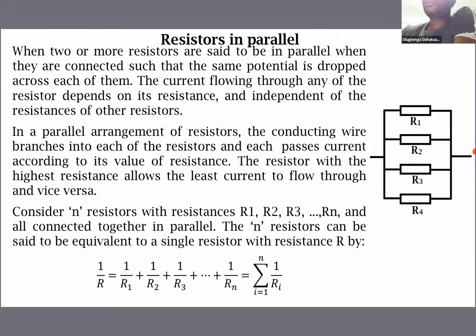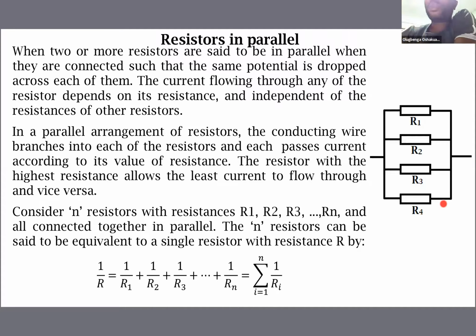One point to note here is that the potential difference across the resistors is the same, because their left ends are joined together and their right ends are joined together. So when we know the potential difference across resistor R1, then we know the potential difference across the 4 resistors, because they are in parallel.